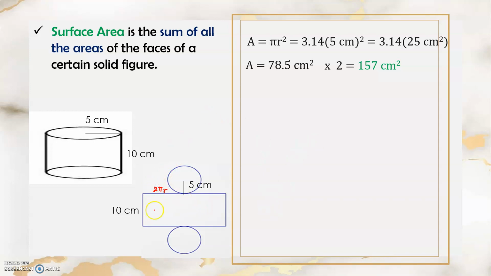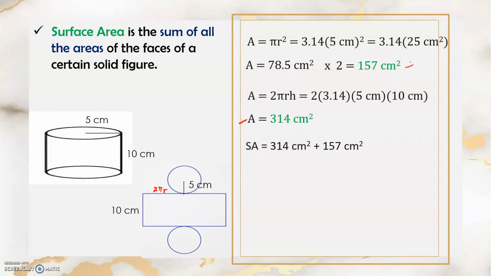To find the area of this rectangle here, we multiply the width and the length. So we'll have 2 pi r times the height, which is 10 centimeters. Substituting the given information, we'll have 2 times 3.14 times 5 centimeters times 10 centimeters, and that is equal to 314 square centimeters. Again, this is the area of this rectangle here. Adding the area of the rectangle and the two circular bases, we'll have 471 square centimeters. And this is now the surface area of our cylinder.